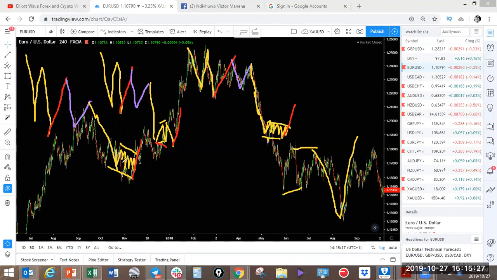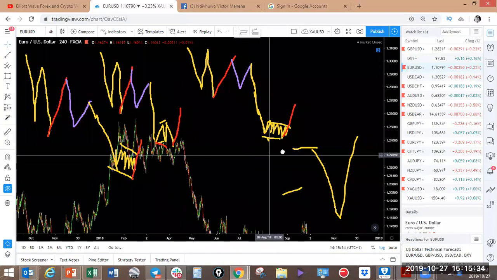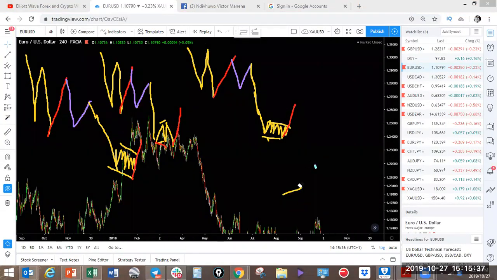Okay, Bitcoin did exactly the same. Euro US dollar on the weekly chart, Euro US dollar on the 4-hour chart. Now let's go back again. I'm going to remove the chart here again and bring up something else.